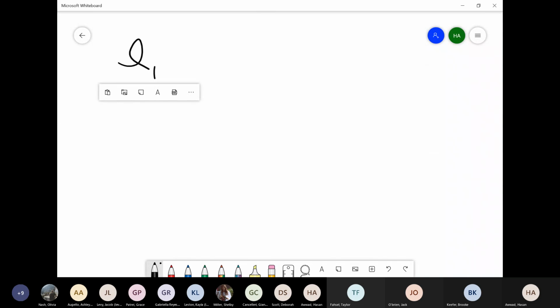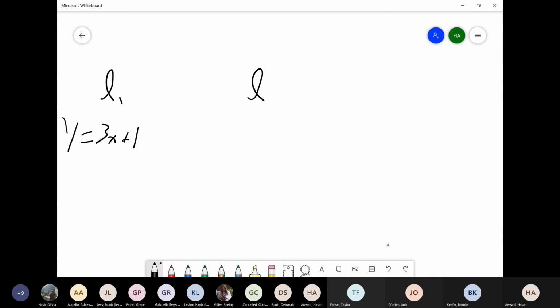Generally, when you're talking about lines and trying to distinguish them, you call them with a cursive L. Maybe that did not look like a cursive L. We'll try that again. There we go, that's a little better. So line one. Line one is y is equal to 3x plus 1. And then over here, line two, we have 6y plus 2x is equal to 0.